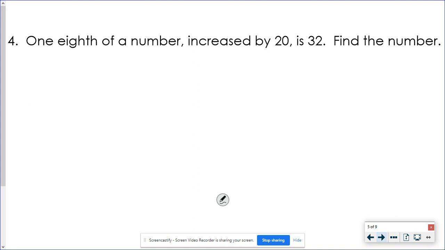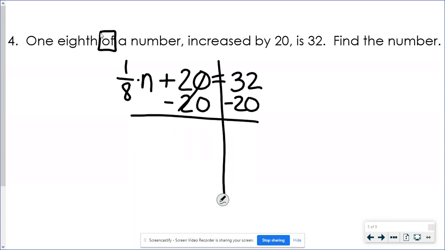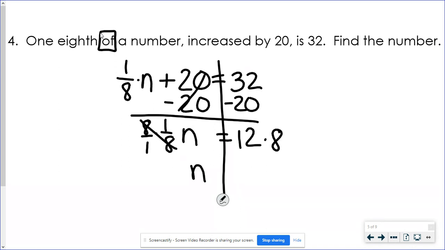Here we've got another fraction going on. 1/8 of a number increased by 20. Increased by is just another way of saying addition. So I'm going to have 1/8 of a number increased by 20 is 32. So when I solve this one, and again, this part shouldn't be hard, I'm going to have 1/8 n equals 12. To get rid of multiplying by 1/8, I do not divide by fractions. I multiply by the reciprocal, or just 8 instead of 8/1. So this is going to give me 96.